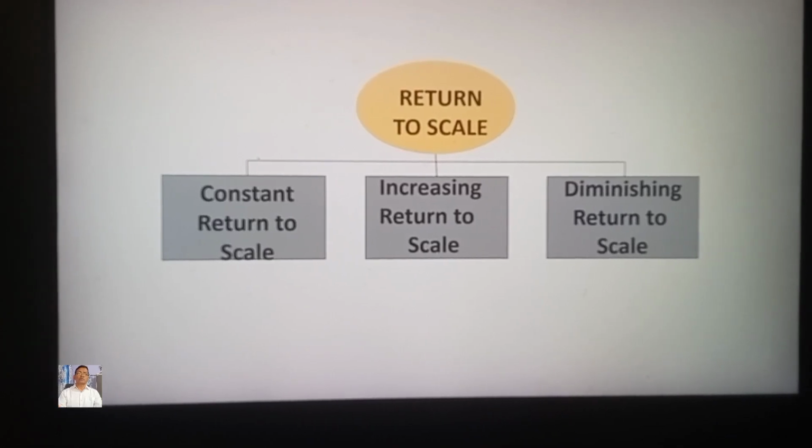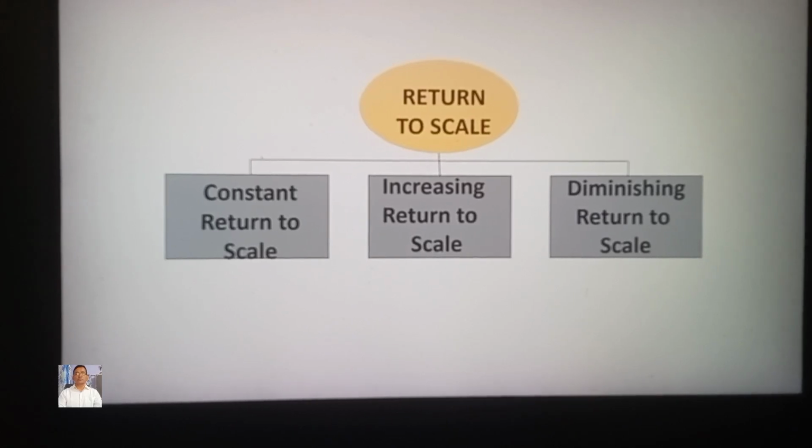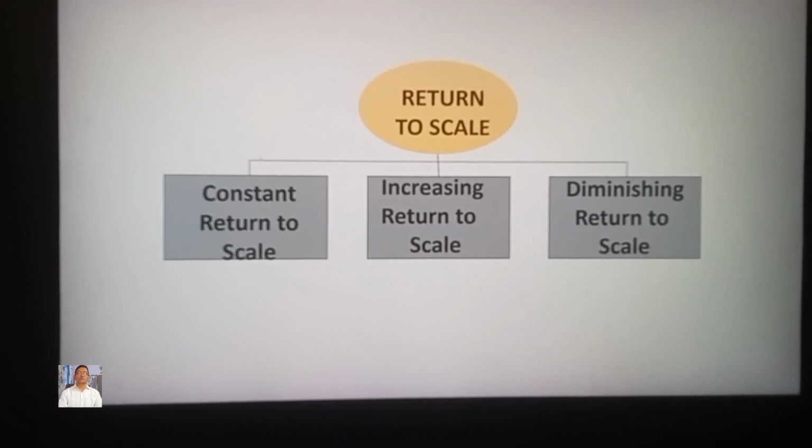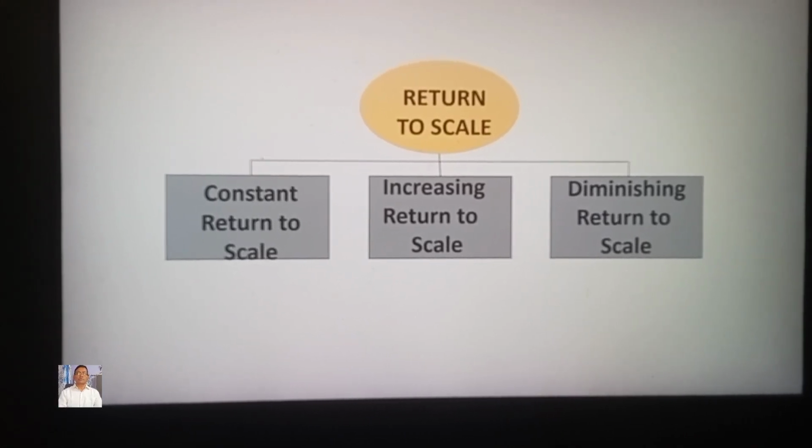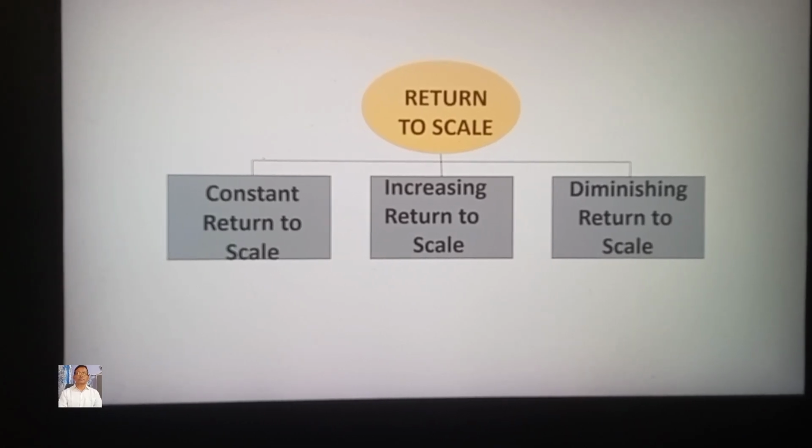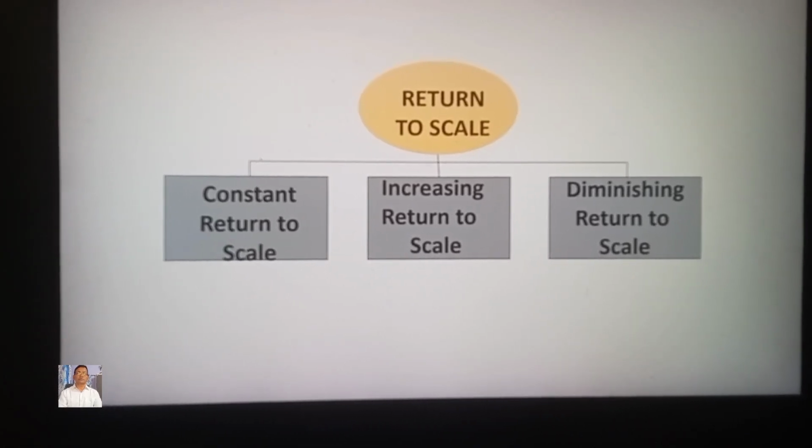As a result, there are three possible cases of return to scale: constant return to scale, increasing return to scale, and diminishing return to scale. Let us discuss the three types of return to scale.